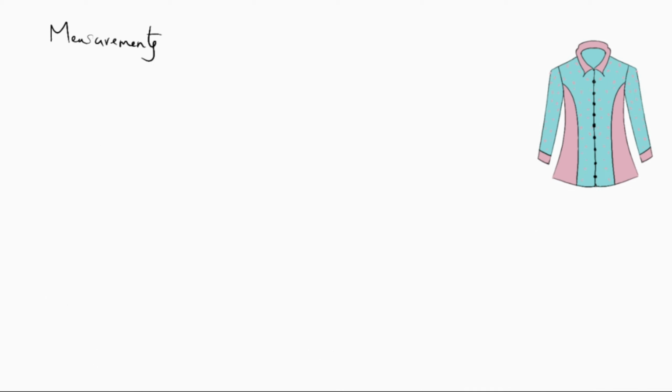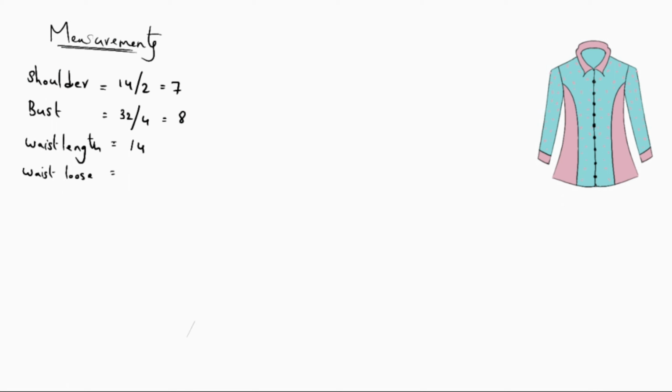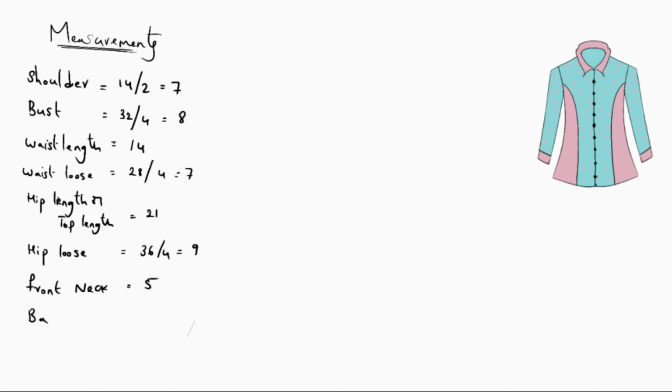Now I am going with proper measurements with calculations. Shoulder 14 by 2 is equal to 7, bust 32 by 4 is 8, waist length 14, waist loose 28 by 4 is 7, hip length or top length is equal to 21, hip loose 36 by 4 is 9, front neck 5, back neck 1.5.